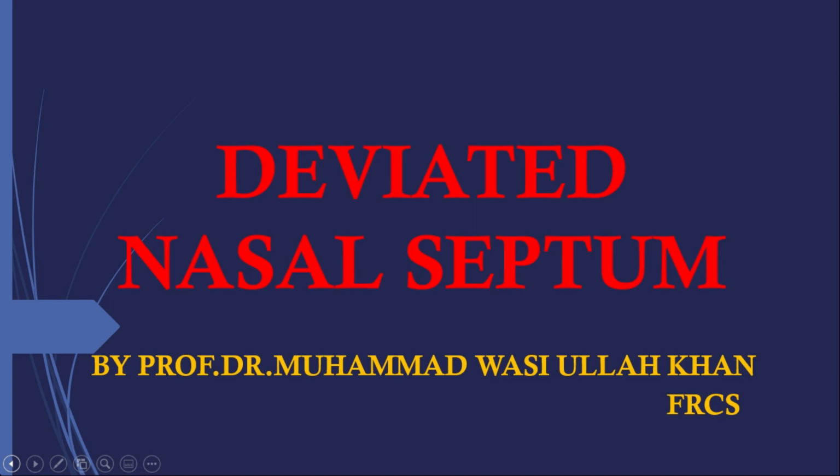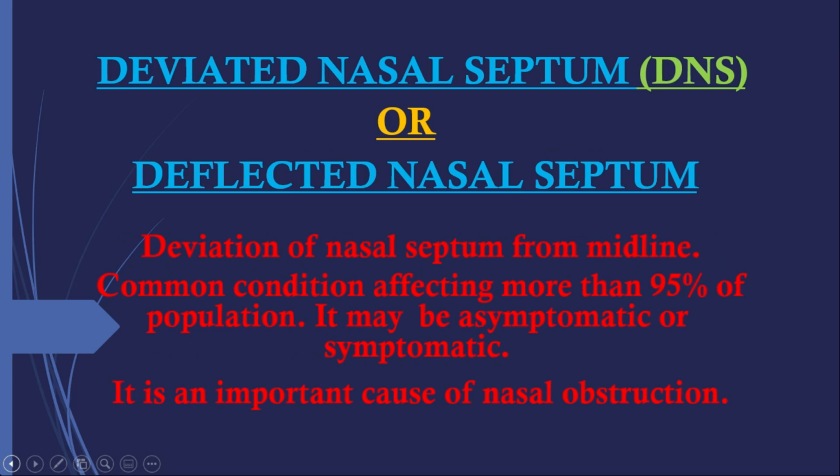Today I'm going to talk about deviated nasal septum. It's also called deflected nasal septum, but in short, it's usually called a DNS. Well, deviated nasal septum or deflected nasal septum is a deviation of nasal septum from midline. Common condition affecting more than 95% of population. It may be asymptomatic or symptomatic. It is an important cause of nasal obstruction in human beings.